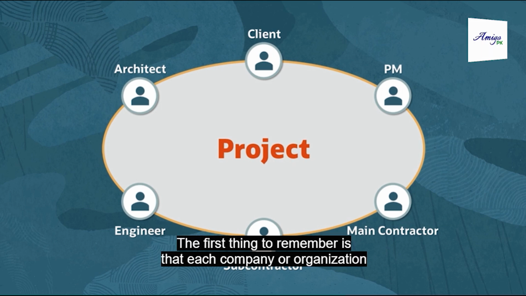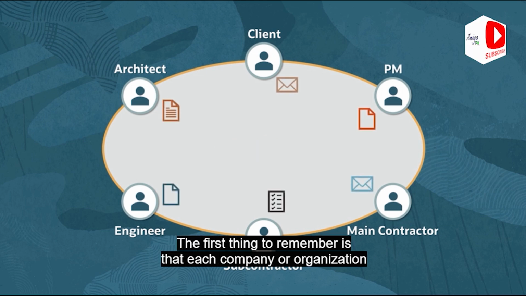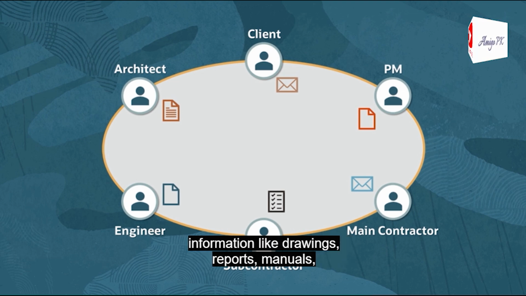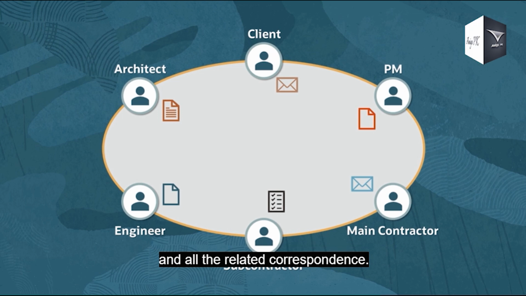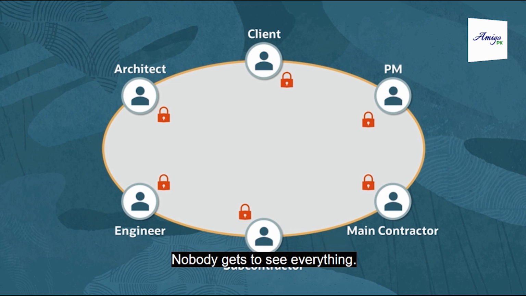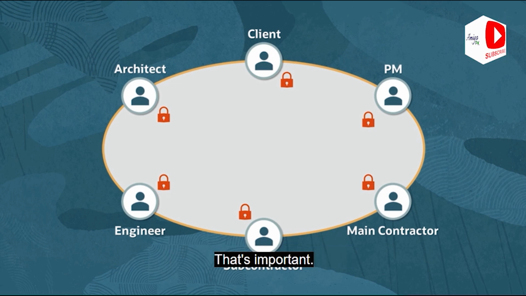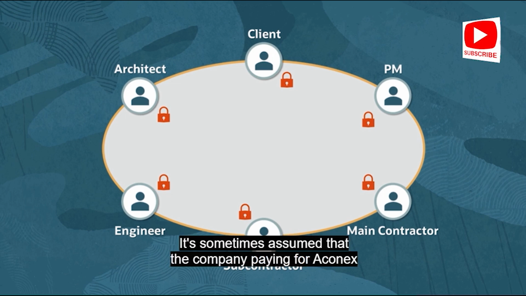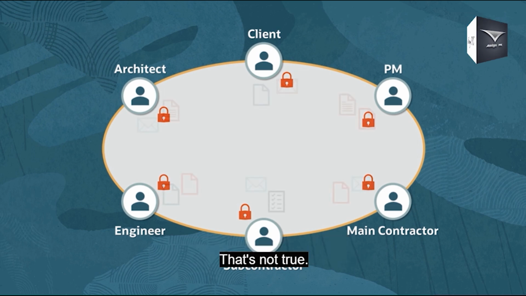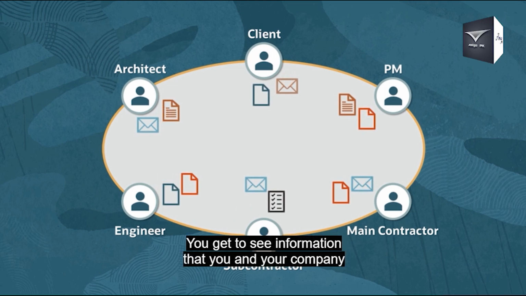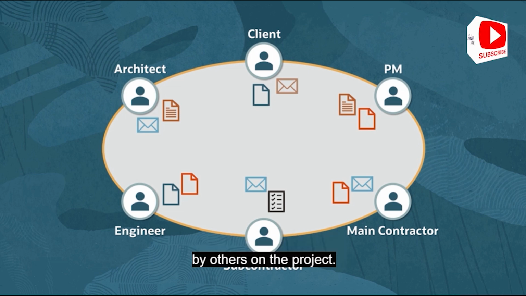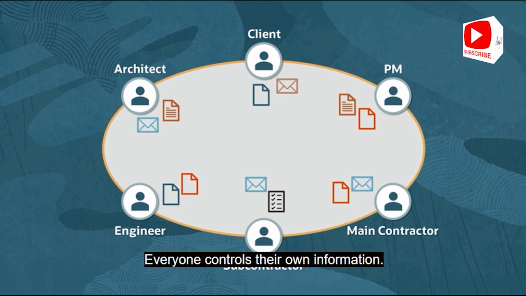The first thing to remember is that each company or organisation controls what information they add to their project on Aconex. Information like drawings, reports, manuals, and all the related correspondence. Second, they control who sees that information. Nobody gets to see everything. And that's important. It's sometimes assumed that the company paying for Aconex gets to see all the documents and correspondence from everyone on the project. That's not true. You get to see information that you and your company add, along with information sent to you and your company by others on the project. Everyone controls their own information.